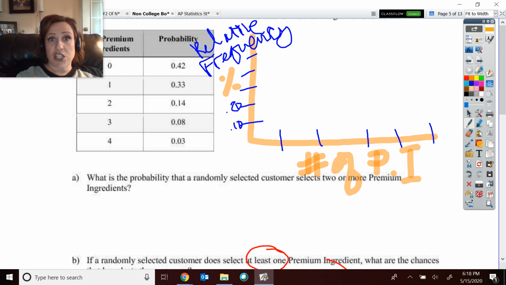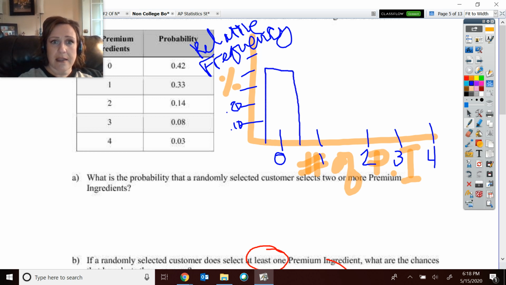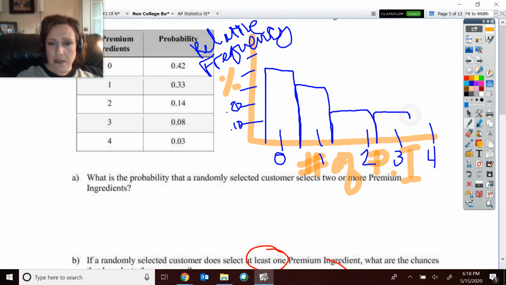Because we have just those discrete items, it would probably be shown on your graph, if you were to graph it, such as this. So here we go. 0 goes up to 42%. So there's 42, and then next would be 33, and then next would be 14, and then next would be 8. I did that too high. And then next would be that 8, and then we would have that at the end.